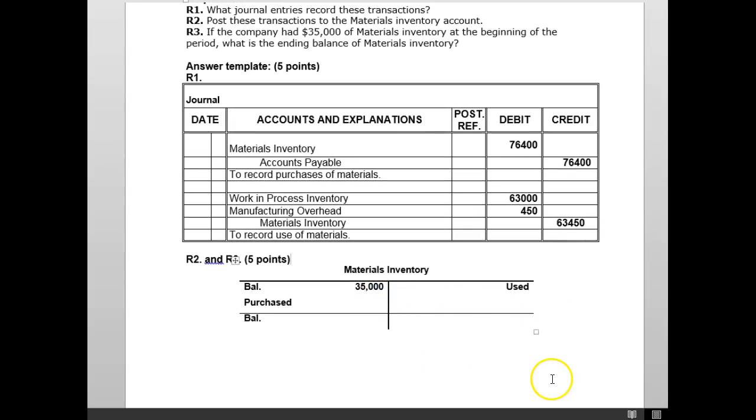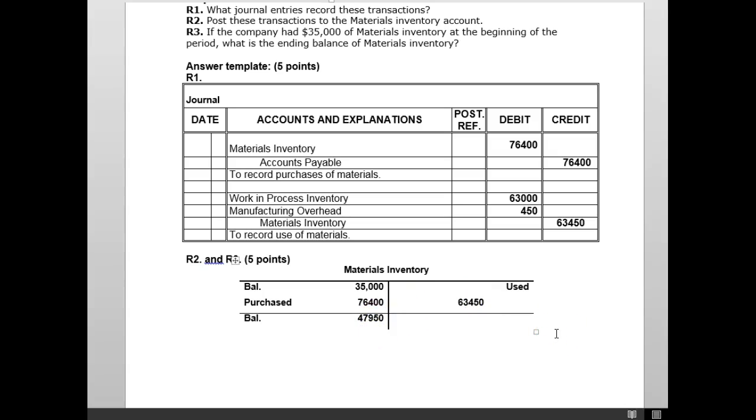Now we began with $35,000. This is this R3, and we purchased $76,400. And how much did we use? We used $63,450. So how much is left? Well, if you add these two and subtract this, you're going to come up with a debit balance over here. Remember, this is credit, this is debit, $47,950. Now, does that make sense?